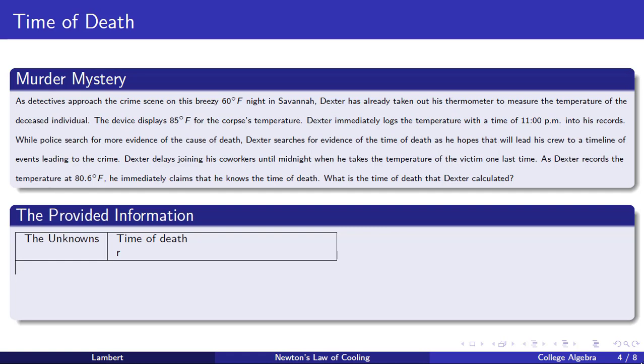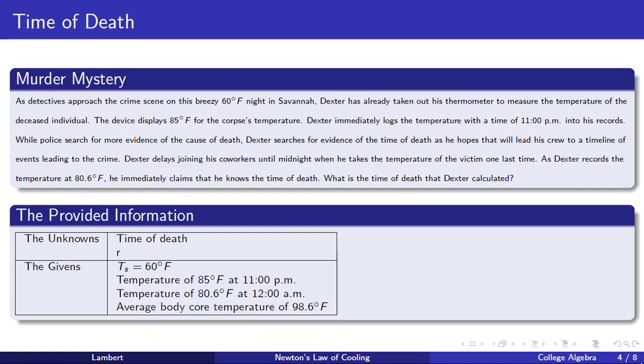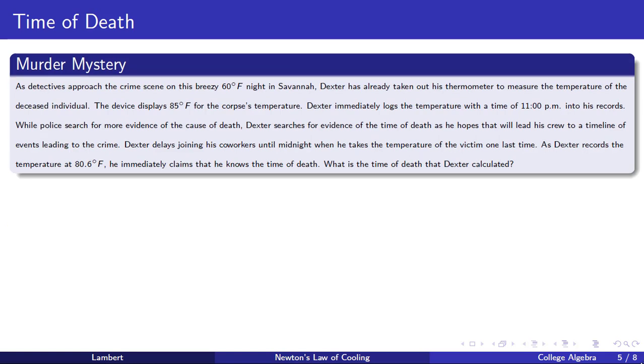cooling. Okay. The things we do know is the T sub S, temperature of the surroundings, is 60 degrees Fahrenheit, the temperature of 85 degrees Fahrenheit at 11 p.m., and the temperature of 80.6 degrees Fahrenheit at 12 a.m. And then we know that there's an average body core temperature of around 98.6 degrees Fahrenheit, give or take a little bit. Okay? So we can use those givens to first try and find the r value, and then we'll follow that up. Once we have the r value, we can try and figure out the time of death. And this is how it works in terms of certain scenarios where we have a constant temperature and a deceased individual. So let's take a look.